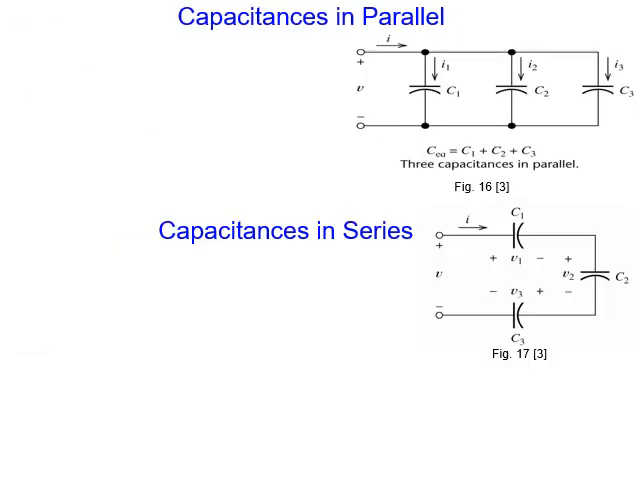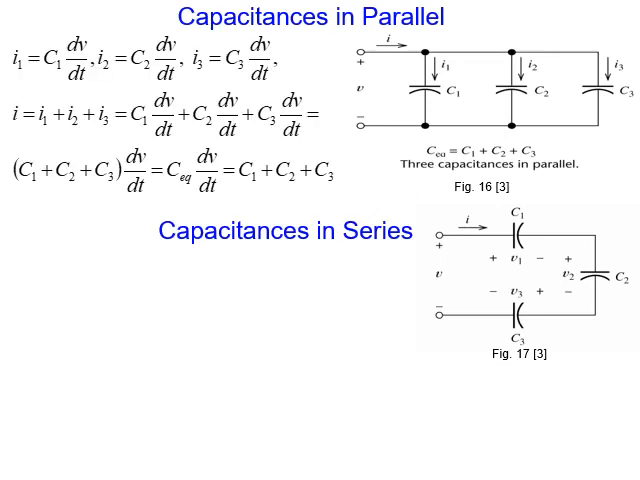Now, what about connecting capacitances in parallel and series? In parallel, as you can see here, the voltage across them is the same, okay, the same voltage. So if I represent the current flowing in each one of them and then use Kirchhoff's current law, then I can find the equivalent capacitance. See here, current I1 equals C1 dV over dt for capacitor 1, and I2 equals C2 dV over dt for capacitor 2, and the same thing for capacitor 3.